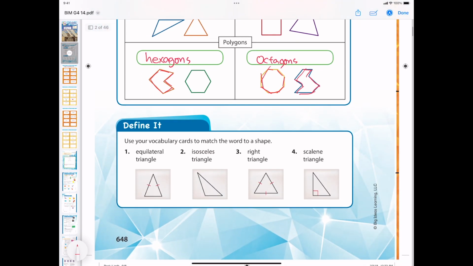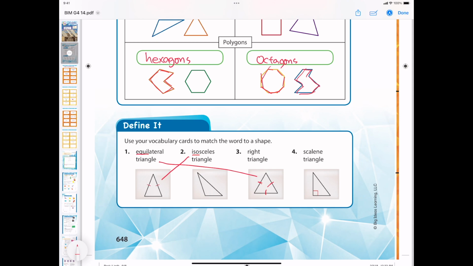Okay, let's move on. Use your vocabulary cards to match the word to a shape. Number 1, equilateral triangle. Equilateral, equal. Equal is what? All the same, right? So 3 sides are all equal. That's equilateral. And isosceles is what? Isolated. Isolated is what? One is different. That means it has 2 sides that are equal, but one side is isolated.